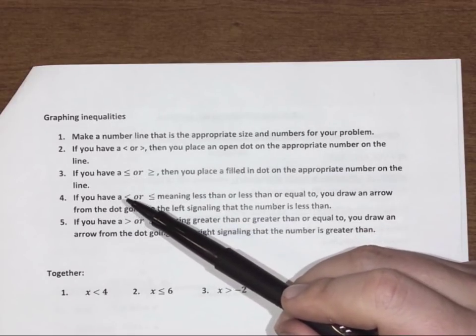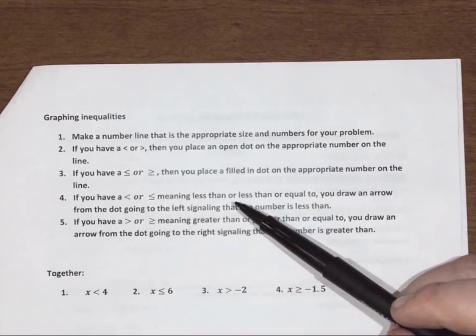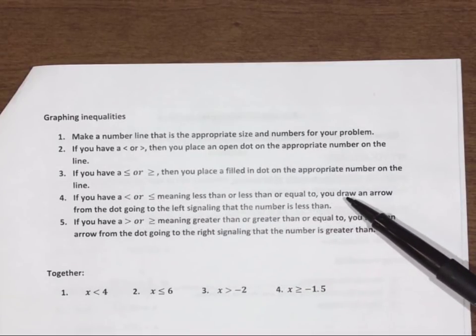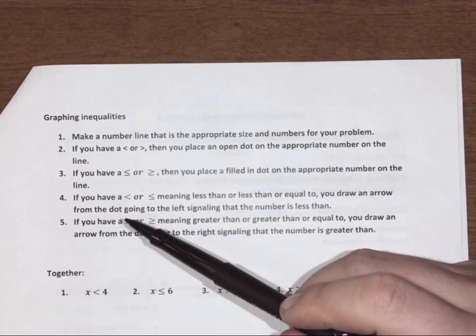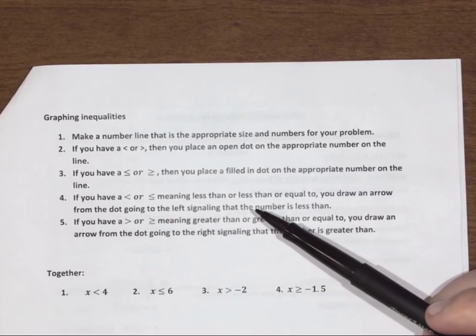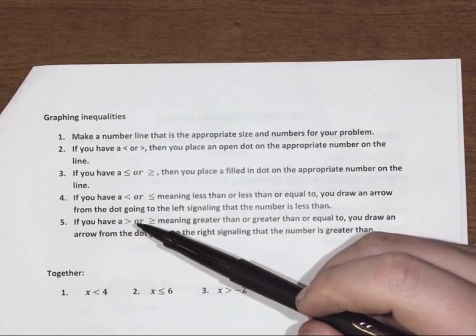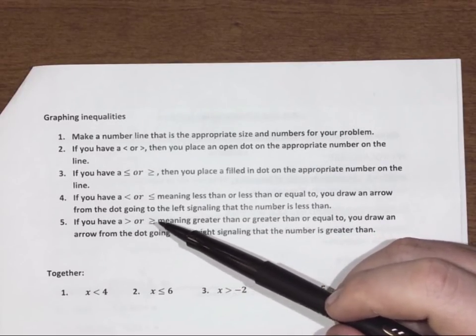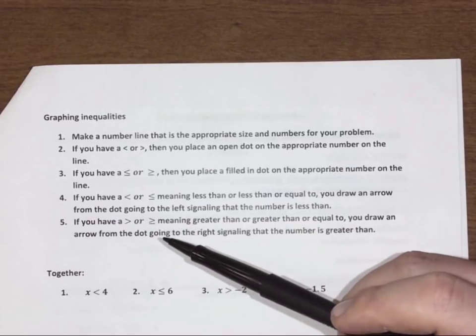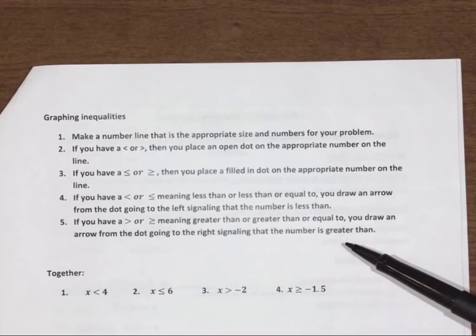If you have a less than or equal to, you draw an arrow from the dot going to the left, signaling that the number is less than. If you have a greater than or equal to sign, then you draw an arrow from the dot going to the right, signaling that the number is greater than.